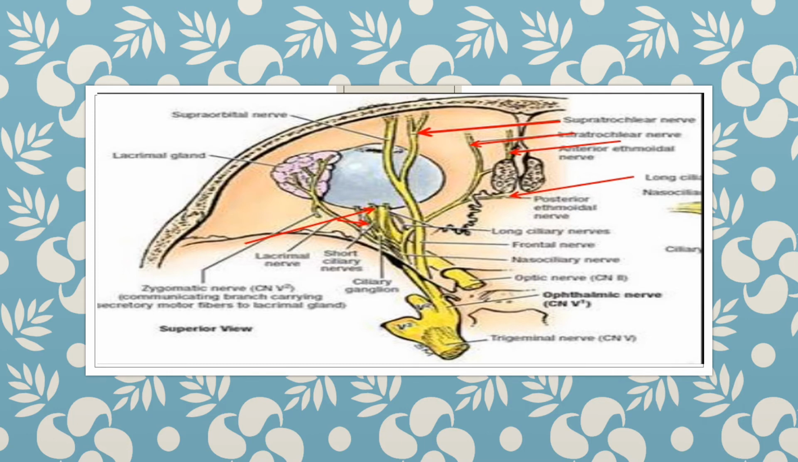Then on the right side of this figure, the lowermost red arrow, and you can see close to the laser pointer, you can appreciate the presence of the long ciliary nerve. Long ciliary nerves are 2 or 3 in number and they supply the iris and cornea. Then above the long ciliary nerve, you can see here the posterior ethmoidal nerve. This passes through the posterior ethmoidal foramina to supply the ethmoidal and sphenoidal air sinuses.